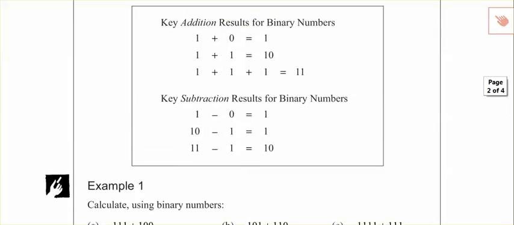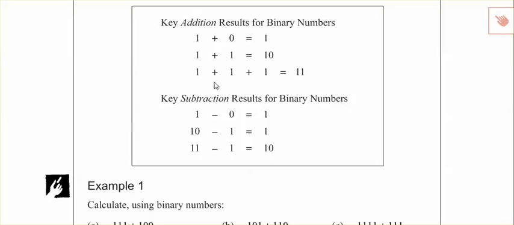So let's have a look at what it says. Key addition results for binary numbers. That's addition, so why 1, 1, 1 equals 1, 1, which is 3. Okay. So 1, 1, 1 is a 4, a 2, and a 1. So 1, 1, 1 is actually 7, not 111. Okay, let's have a look. Key addition results for binary numbers.